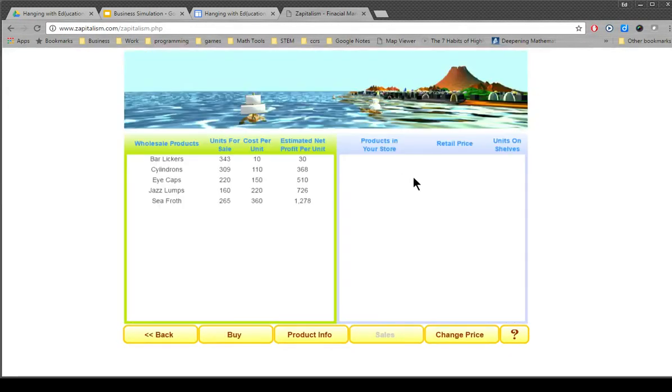I clicked on the wholesaler, and these names are ridiculous, silly, and mostly random. I don't know. I've seen some that duplicate. But for each one of these, I get units for sale, cost per unit, and estimated next profit per unit. So for students who aren't familiar with reading charts and graphs, we're going to get access.